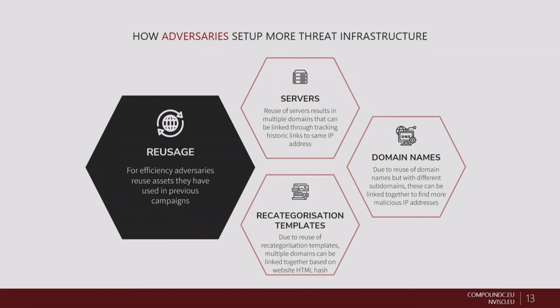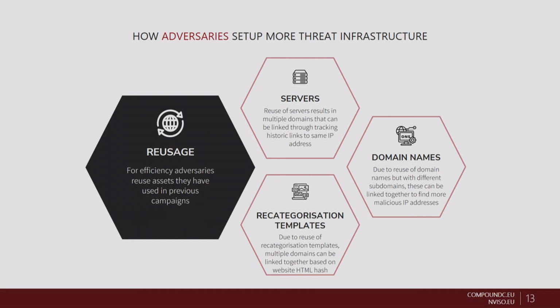A very powerful thing to do next is to see how I can use this domain and pivot to other threat infrastructure out there, infrastructure that might be related to the initial domain that I have. And you can make use of me being lazy. As a red teamer, we have to set up a lot of domains, and we try to be efficient. Trying to be efficient also has its compromises, because I'm going to reuse servers, I'm going to reuse recategorization templates, I'm going to reuse domain names.